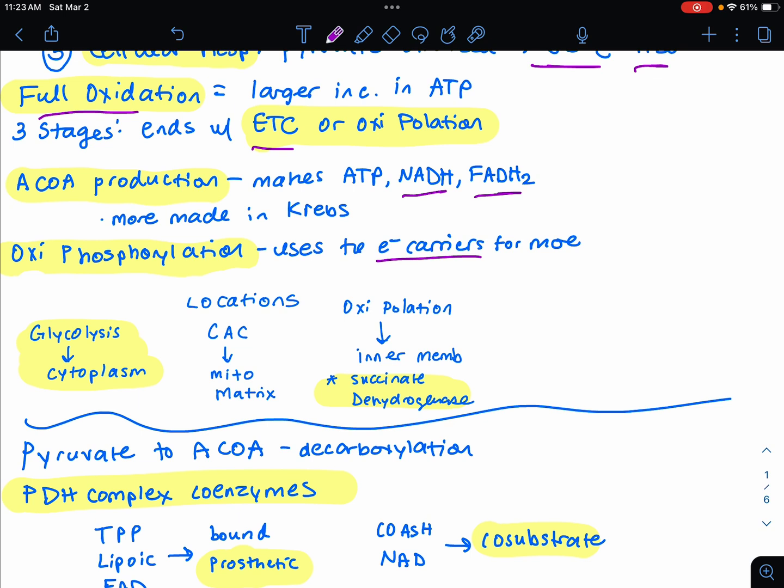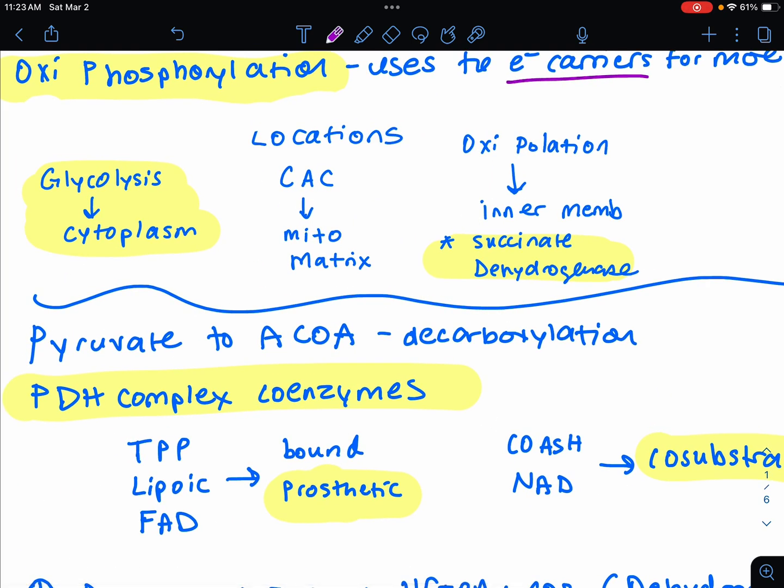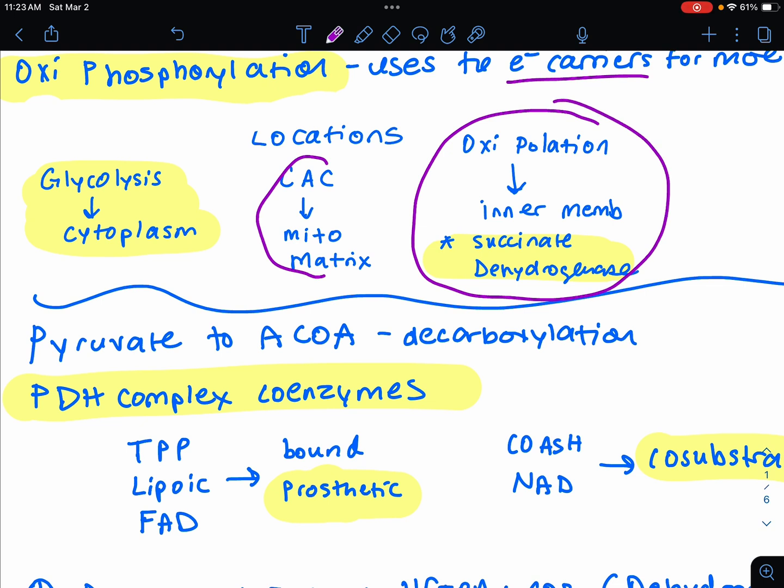Alright, so now let's talk about the locations. In eukaryotes, stages 2 and 3 are in the mitochondria, so that means the citric acid cycle and the oxidative phosphorylation, which is stage 3, also known as the electron transport chain, are going to be in the mitochondria. The citric acid cycle will be in the matrix. However, the electron transport chain will be in the inner mitochondrial membrane. Actually, succinate dehydrogenase is an enzyme that's in the citric acid cycle. However, it's also complex number 2 in the inner membrane of the mitochondria, so it's the only one that isn't in the matrix.